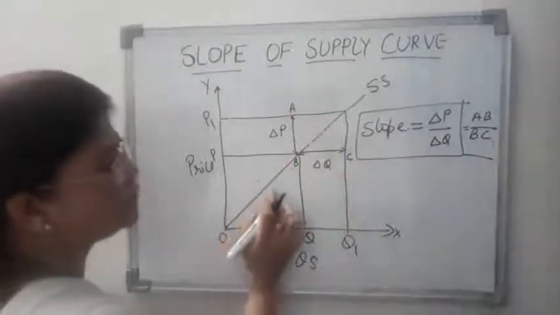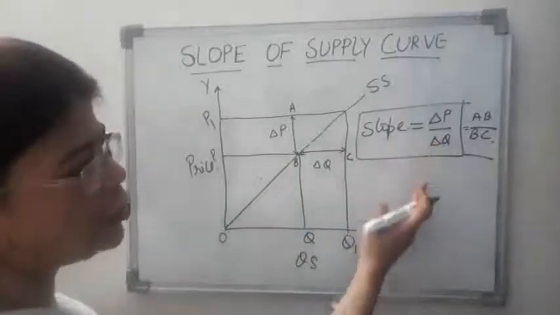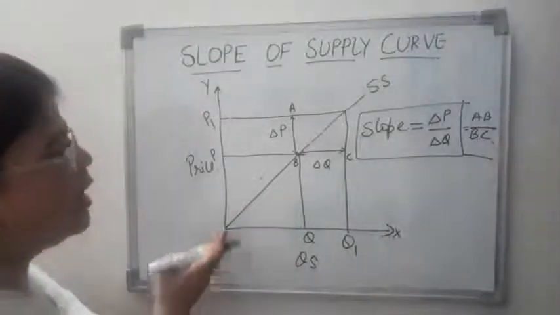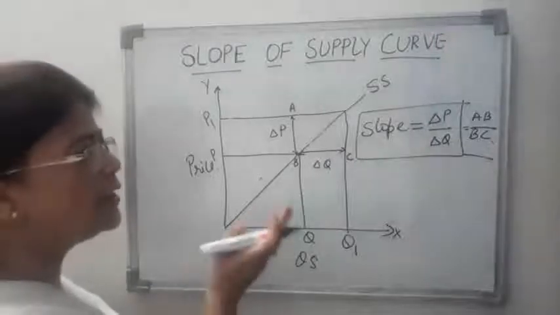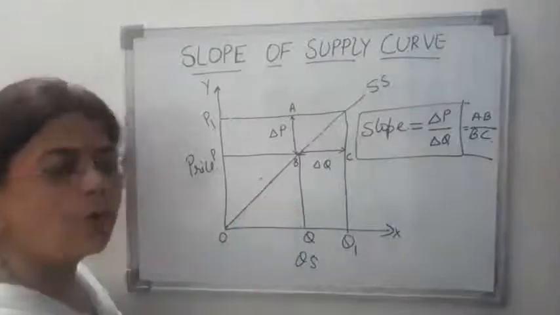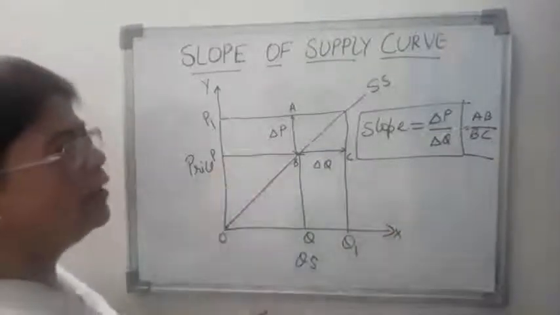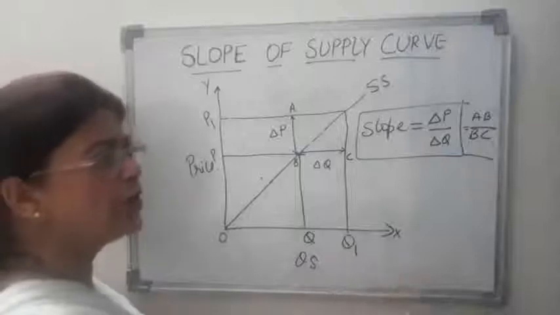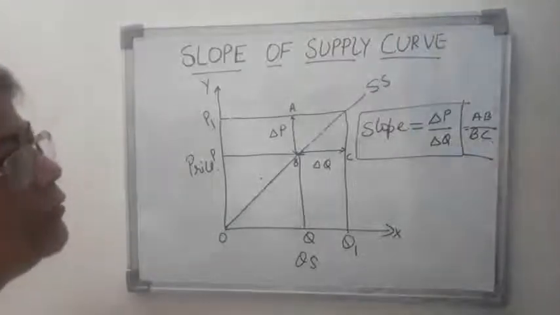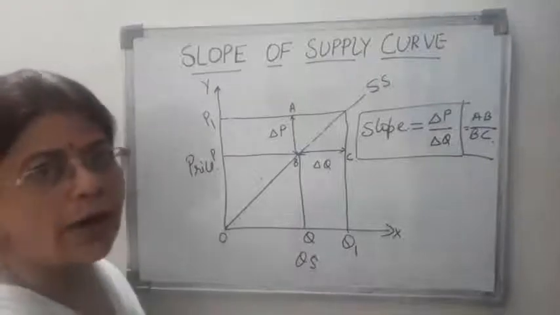At all the points of the supply curve, the slope remains constant, or we can say the ratio between change in price and change in quantity becomes constant, because it is a linear curve, a straight line curve, and at all the points of a straight line curve, slope remains constant. So this is the slope of supply curve, which is the ratio between change in price and change in quantity. It is showing the rate of change in price corresponding to a unit change in quantity supplied.